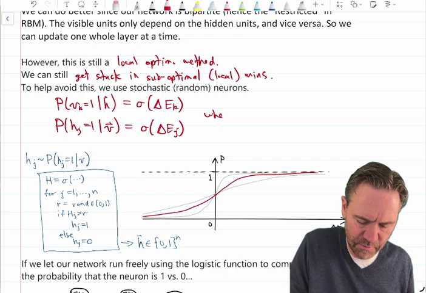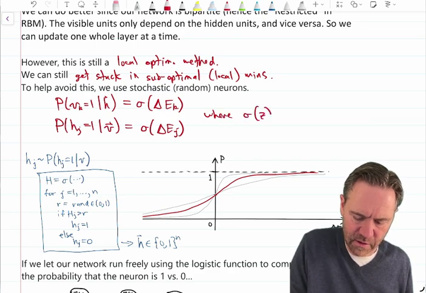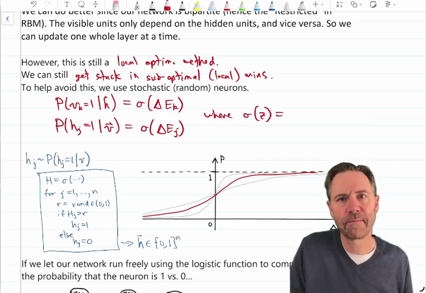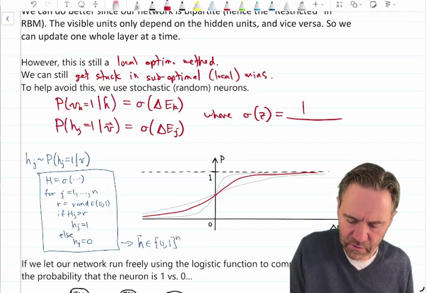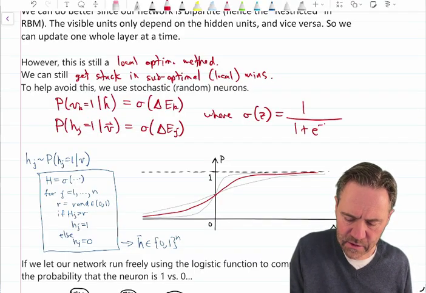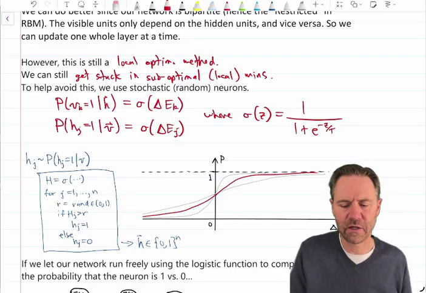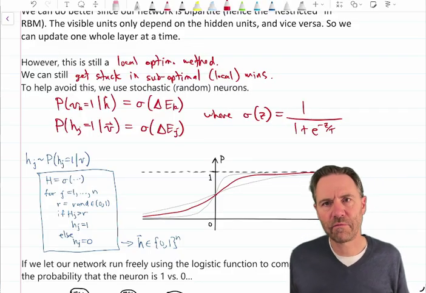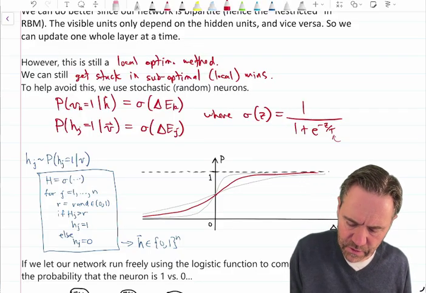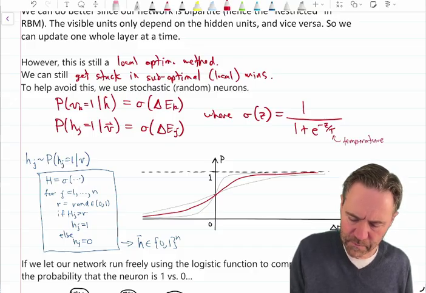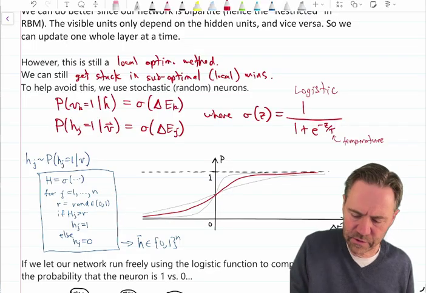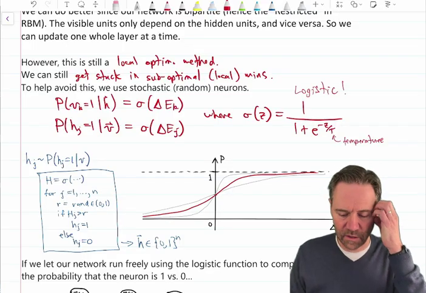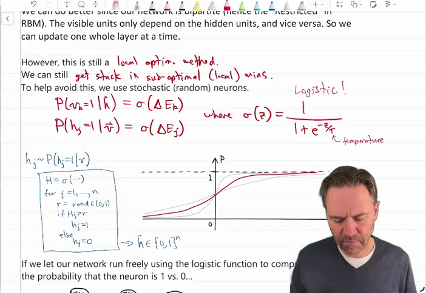And just to remind you what the logistic function looks like, this sigma is meant to be the logistic function: 1 over 1 plus e to the minus z. And I'm going to put a T in there. That T represents temperature, and here's the effect that temperature has.